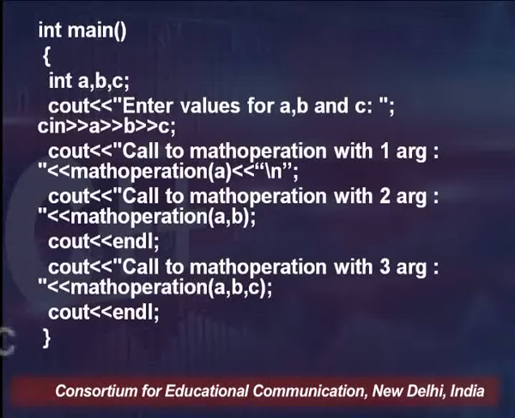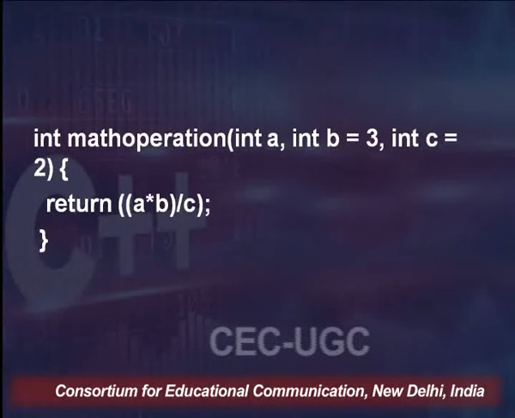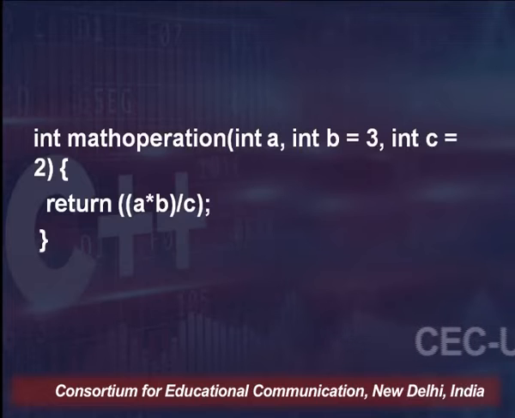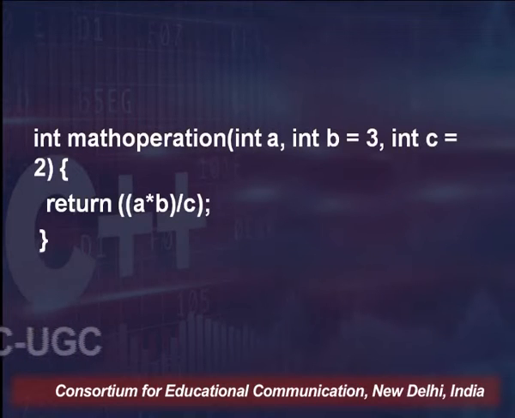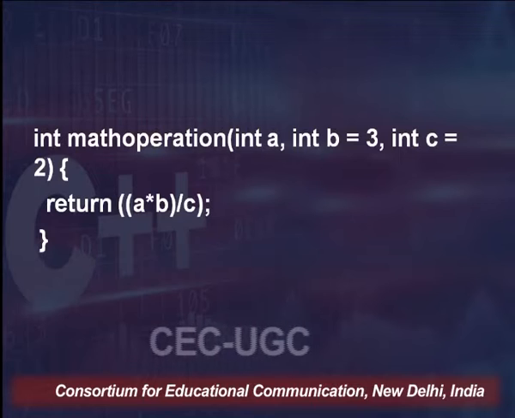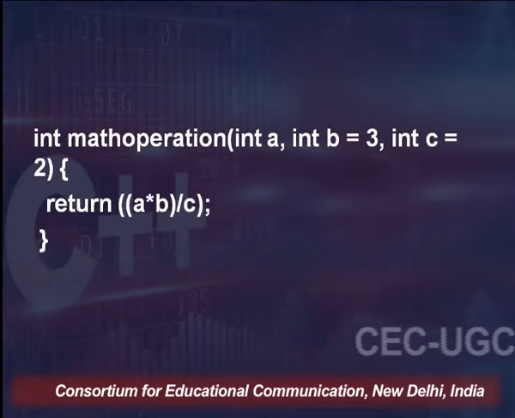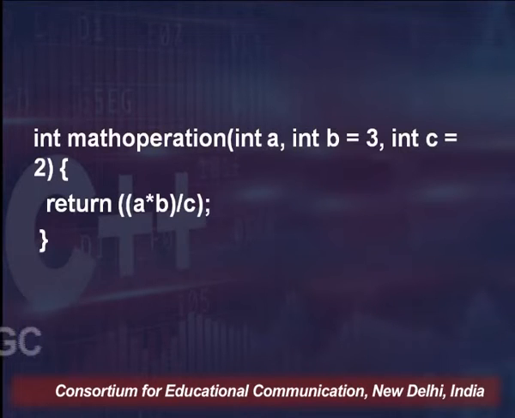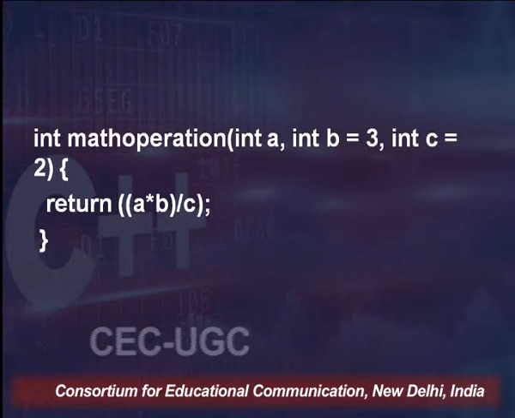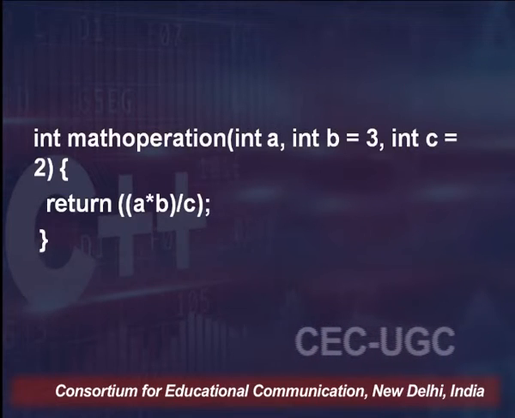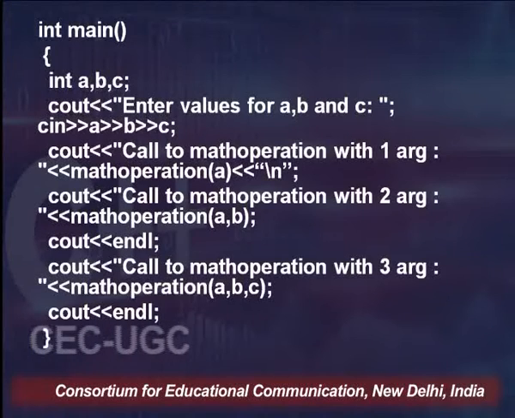So here what will happen? Here the value of a I am passing from the calling function, but I am not passing the value of b as well as the value of c. So the values of b and c will be taken as those values which are already set inside the function definition, which is 3 and 2 respectively for b and c. So I can say the default value for b is 3, the default value for c is 2, and the value of a I am going to pass in the first call to this function math operation. So I hope this is clear.